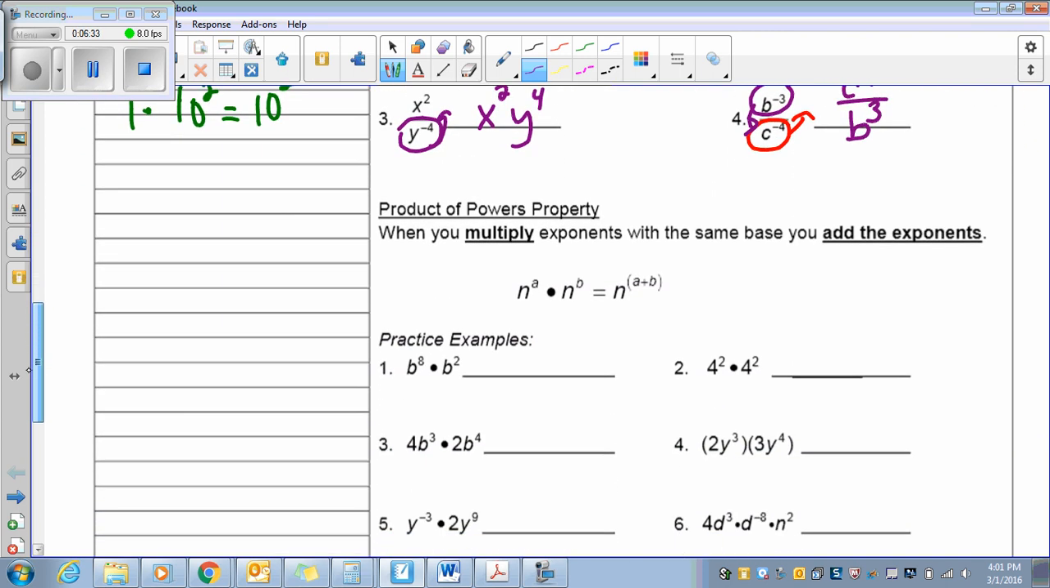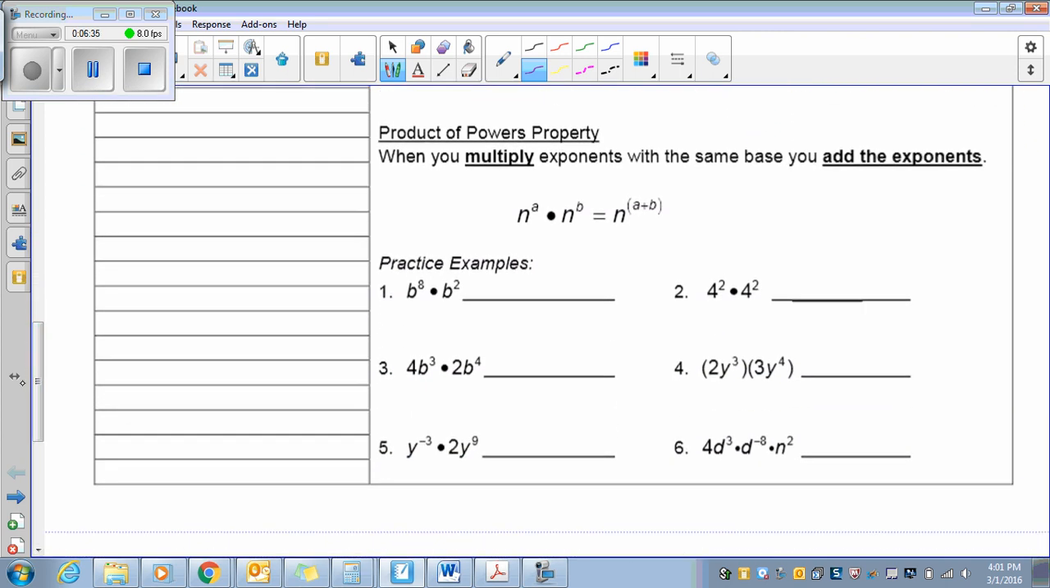All right, next we're going to look at the product of powers property. So if we look at this, this is saying n to the a times n to the b is equal to n to the a plus b. Well, why does that work? So let's choose some numbers for a and b. If we said n to the 3rd times n to the 2nd.